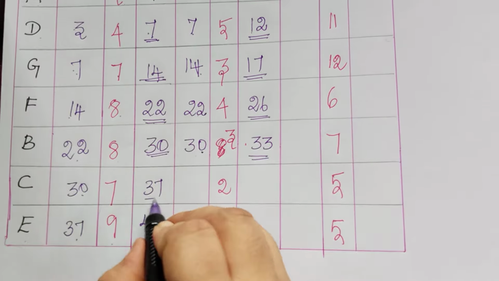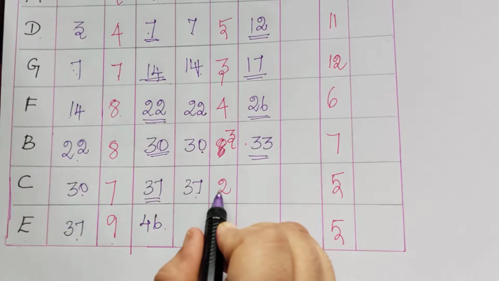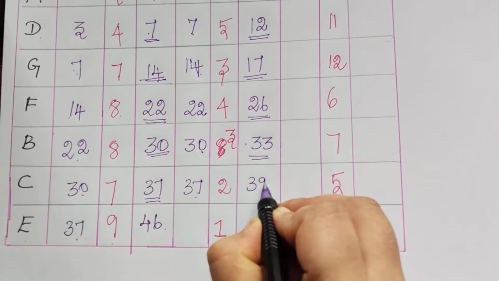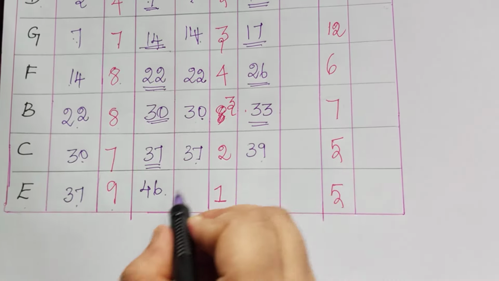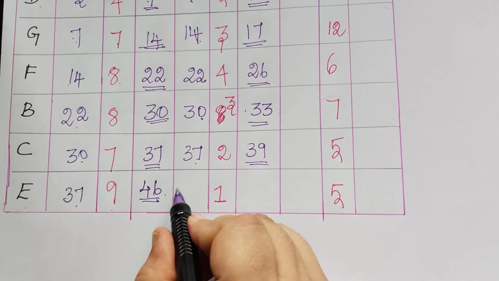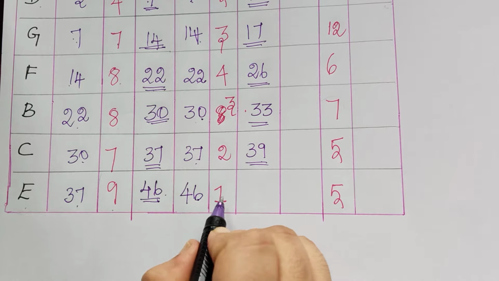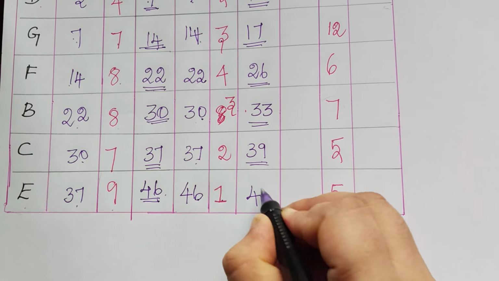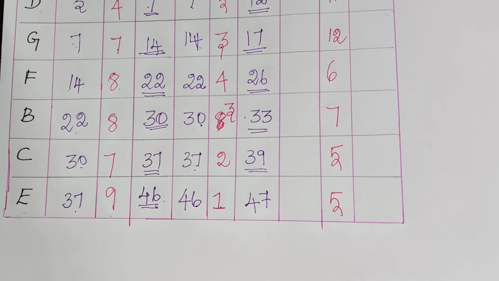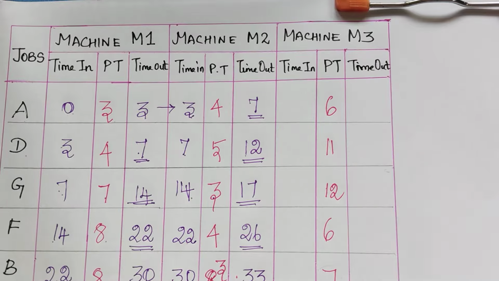33 is greater or 37? 37 is the greater value. So 37 plus 2, that is 39. Now after this, 39 is greater or 46 is greater? We have to check. Obviously 46 is greater, that we have to write. Then 46 plus 1 is 47. So therefore time in and time out for machine 2 is done. In a similar manner we have to do for machine 3.